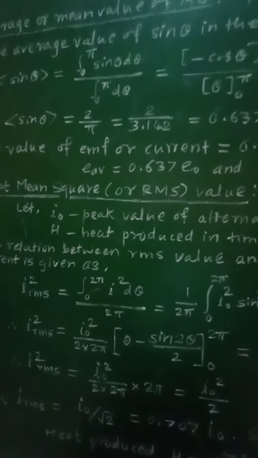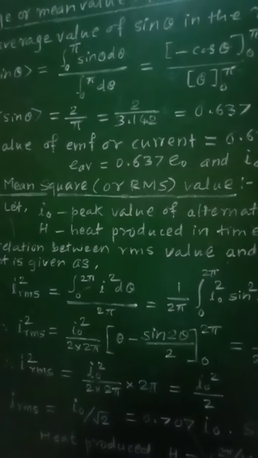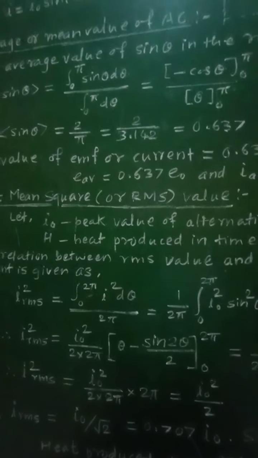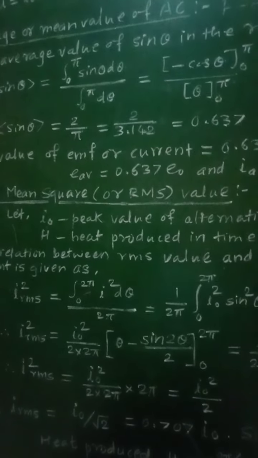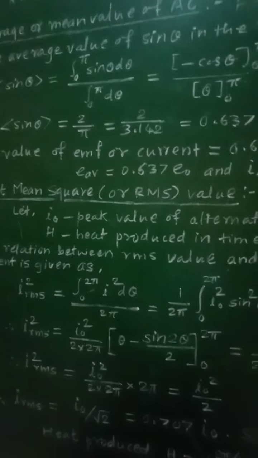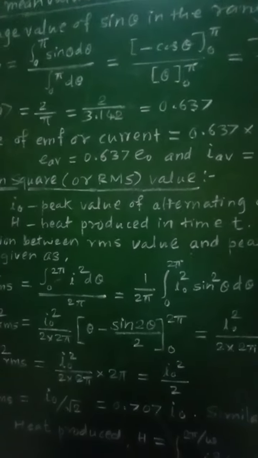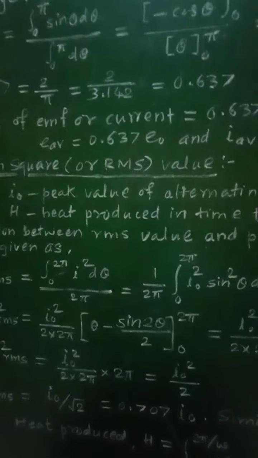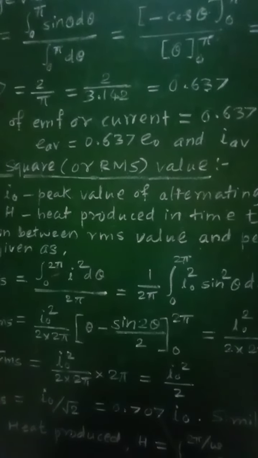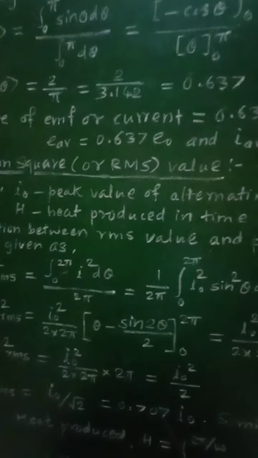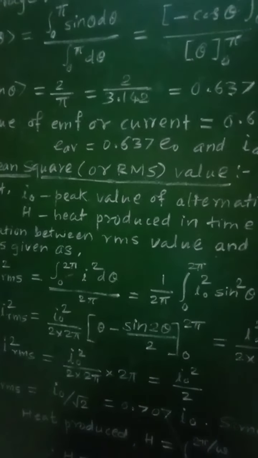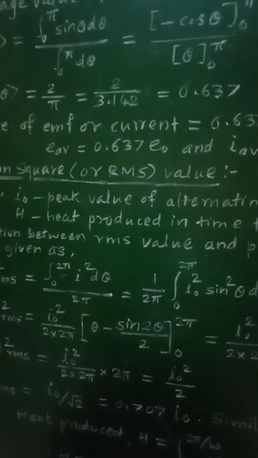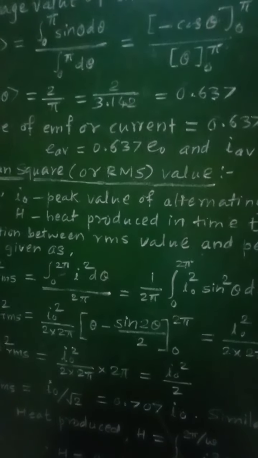Now if you consider the heating effect, that depends upon the square of current, which is always positive, because according to Joule's law the heat produced H will be proportional to I square RT, and as there is a square of current it will be positive, and it does not depend upon the direction of flow of current.